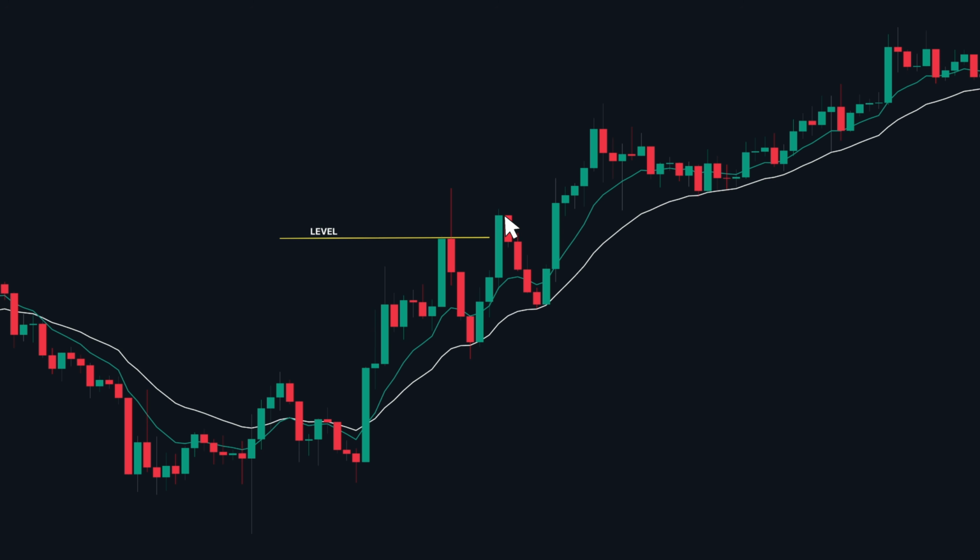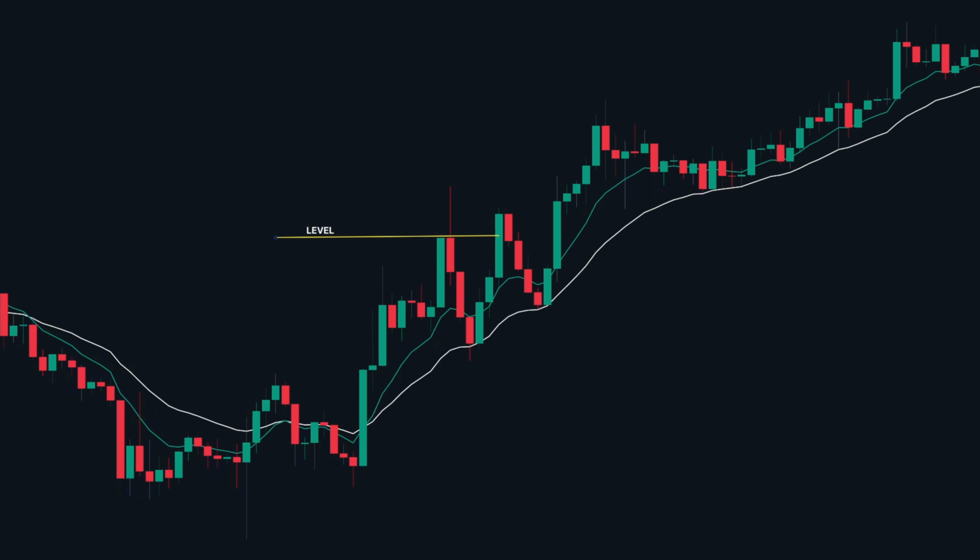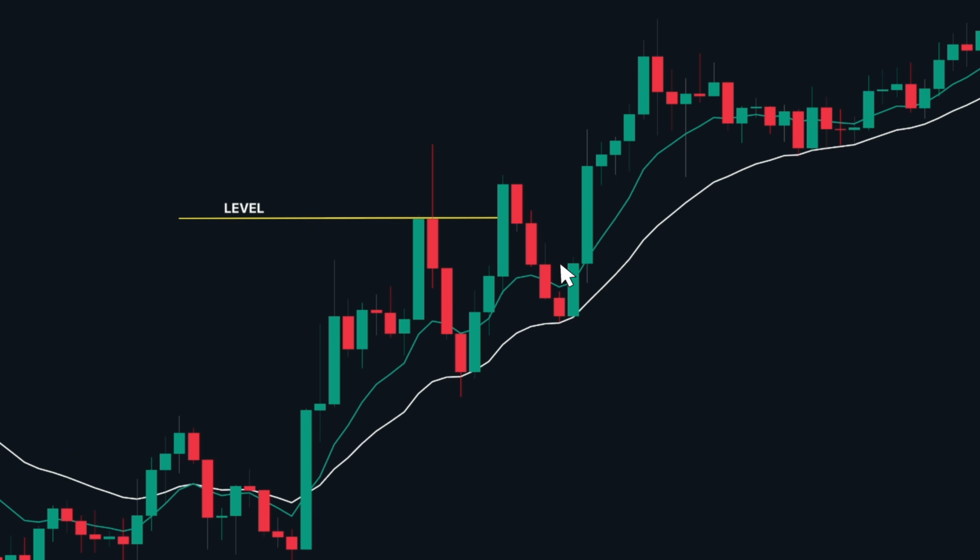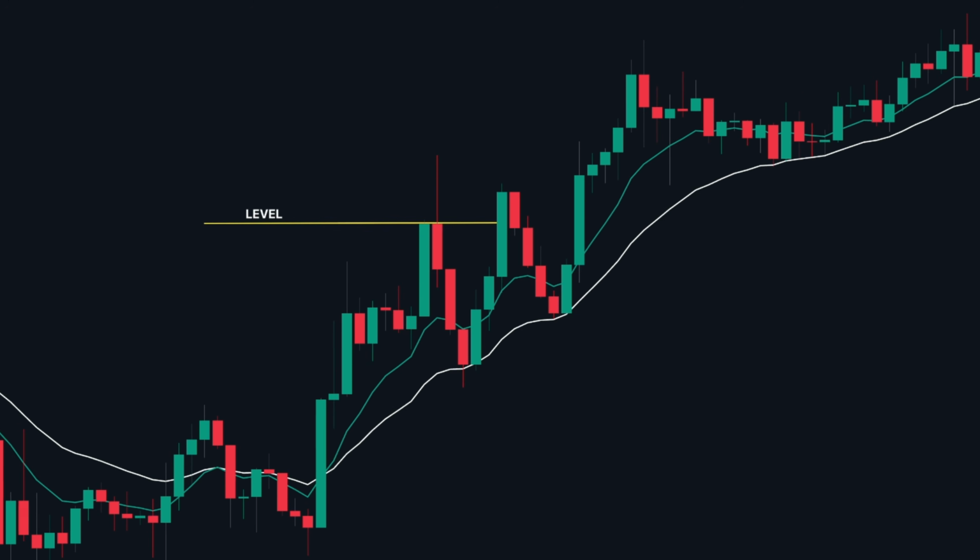And here it is, this one right here, this is our entry. Now, look at how it happened here. One strong candle came straight out of the pullback and closed above the level on its own. Sometimes it takes a few candles instead, and both of those are fine. The close is what matters, not how many candles it took.